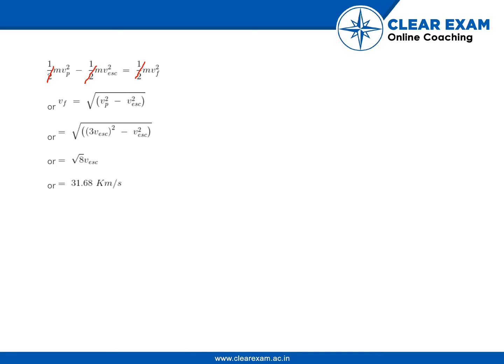Taking the square root on both sides, Vp is given as 3 times the escape velocity, so Vp square is 9 V escape square, and minus the normal V escape square, it becomes root 8 of V escape. Root 8 is 2 root 2, so you have to multiply with V escape, root 8 into escape velocity 11.2 kilometers per second. So you'll be getting the value of 31.68 kilometers per second.